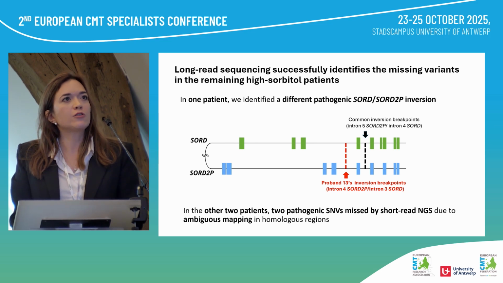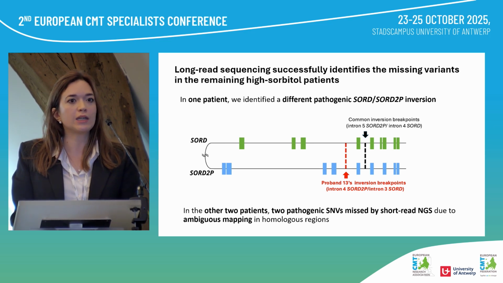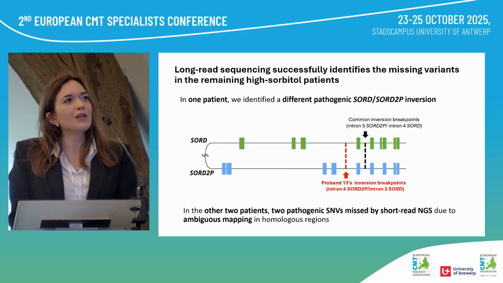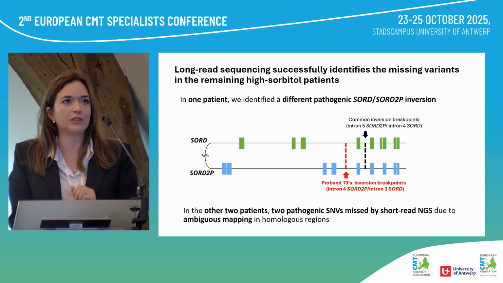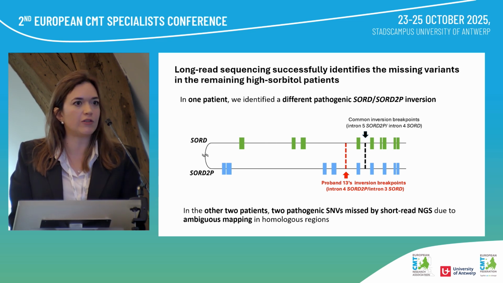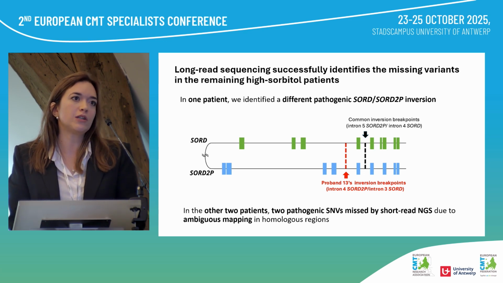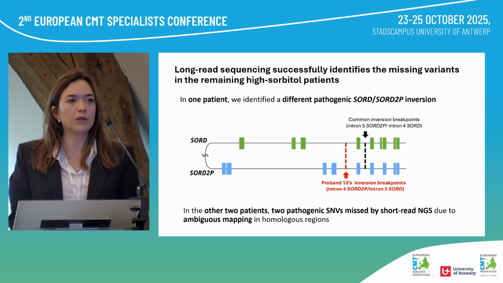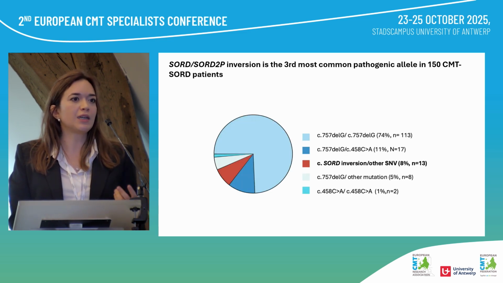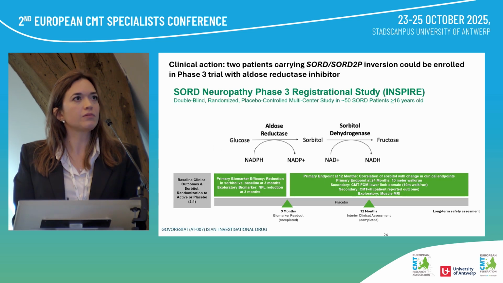And for the remaining high sorbitol patients, long-read proved once again to be very useful, as we were able to solve them all. 1 patient surprisingly carried a different pathogenic inversion with distinct breakpoints, thus the negativity of the PCR. And the other 2 patients carried 2 point mutations that were missed by short-read because of ambiguous mapping. In the end, these inversions, that once again are completely invisible to short-read, are one of the most common pathogenic alleles in CMT SORD.